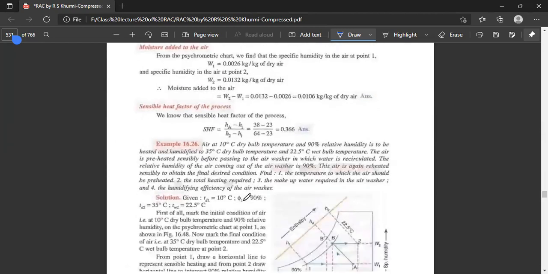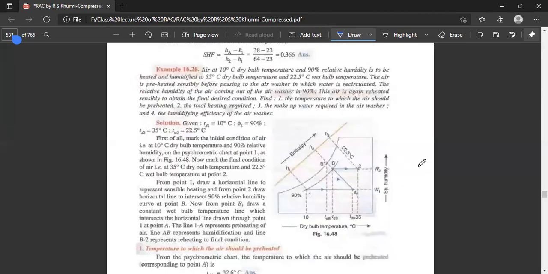Next problem, 16.26. What is given here? The air at 10 degrees centigrade dry bulb temperature and 90% relative humidity is to be heated and humidified at 35 degrees centigrade dry bulb temperature and 22.3 degrees Celsius wet bulb temperature.